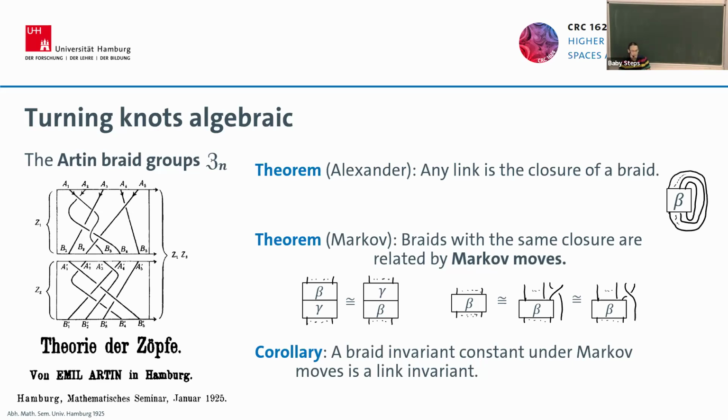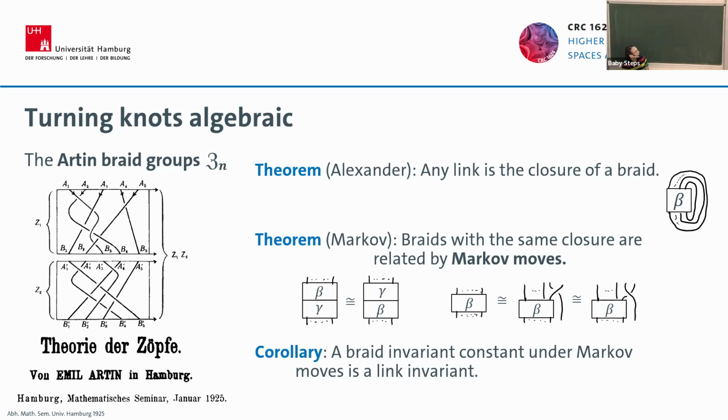And of course, this is not unique. There's some ambiguity, which is characterized by another theorem, this time of Markov. That theorem says that braids with the same closure are related by so-called Markov moves. This is a bit like the Reidemeister theorem, but this time for braid closures.